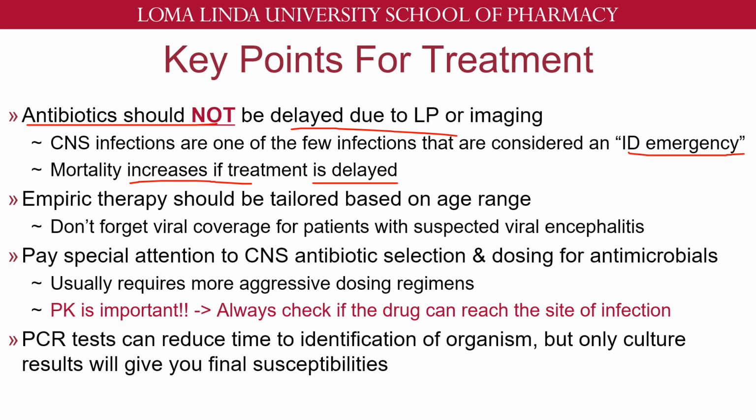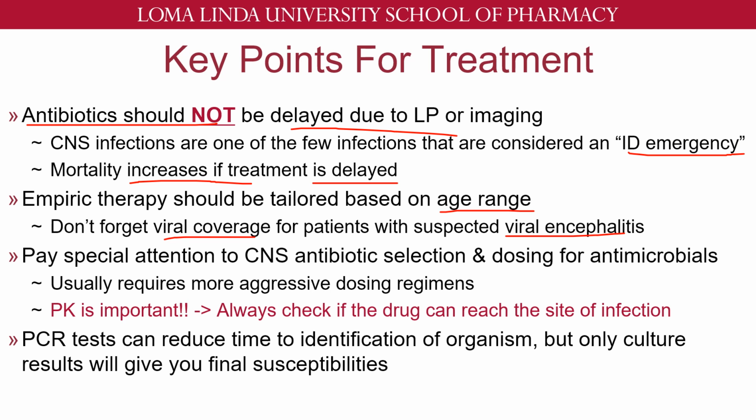Always remember that the empiric therapy should be tailored based on the age range. That will show you what sort of pathogens we are going to cover empirically. And then don't forget to add viral coverage as well for patients where you're suspecting viral encephalitis. Again, the signs and symptoms of viral encephalitis and bacterial meningitis are very similar. So most patients are going to also be getting an antiviral, but a lot of providers may end up forgetting. They may be too bogged down on, oh, let me make sure I get the right antibiotics in the right doses, that they completely forget the antiviral. So always remember that.